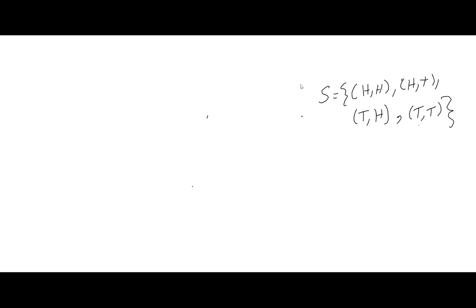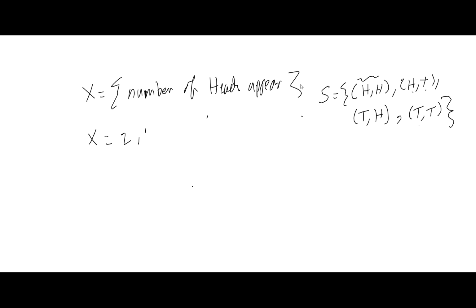So we can define the random variable X as the number of heads. Now X equals what? In the first case, we have two heads, so we have 2. For head tail, we have 1, and tail head is the same 1, so we don't need to repeat it. And then tail tail is 0. So now this random variable X has three numbers: 2, 1, 0. It can be one of the three numbers.